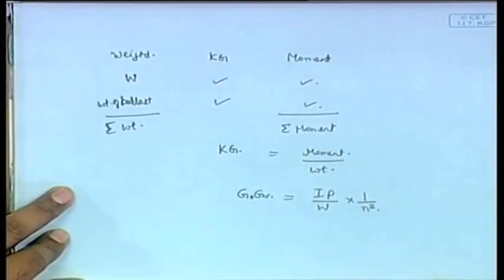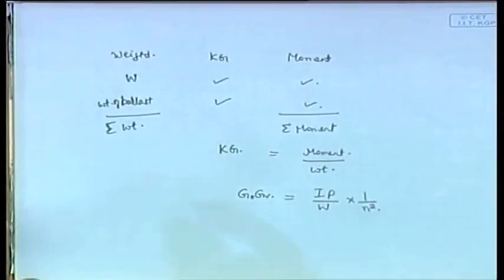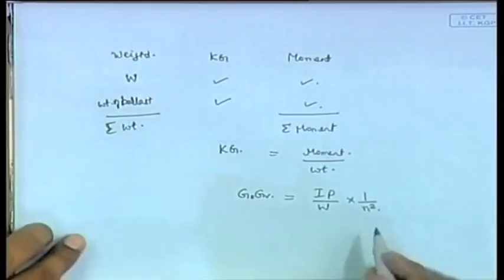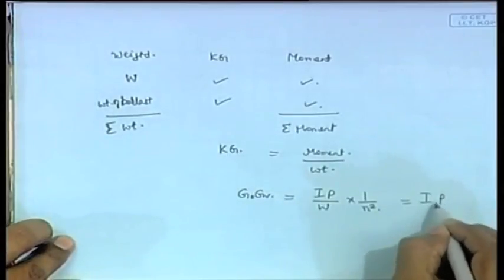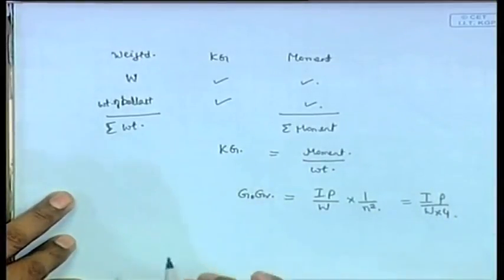This n square represents the tank. We have already seen how it comes. It is longitudinally divided. We have already told in this example, you have a whole tank, it is divided into half in the middle. So, you have n equals 2 here. So, this is I into rho by W into 4, because n is 2 here, it is divided into 2 sections.